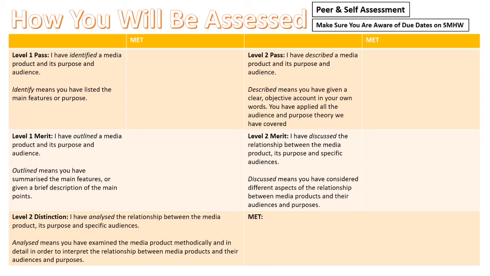But please bear in mind, so level 1 and level 2 pass, you're able to identify and describe a media product and its purpose and the audience. Level 1 merit and level 2 merit is that you've outlined what the media product is and its purpose. So you've given more detail, and then you've discussed the relationship between the purpose and the audiences. The distinction level is about analysis. It means that you've gone into quite a lot of detail, you've looked at it quite methodically, you've broken it down and supported all of your answers with evidence.